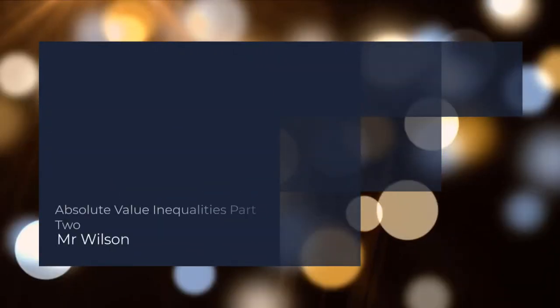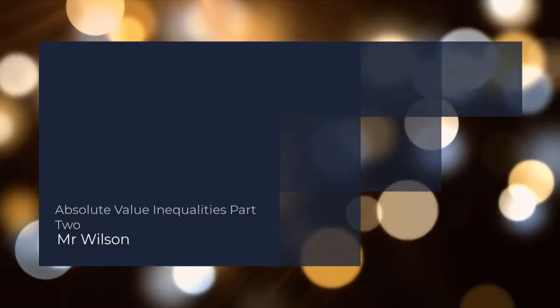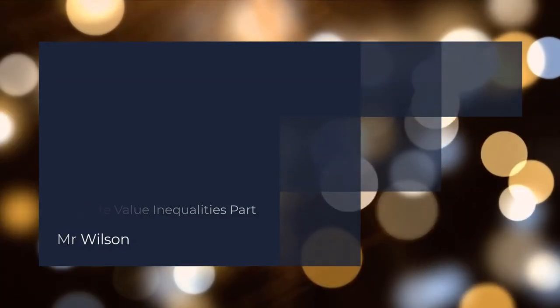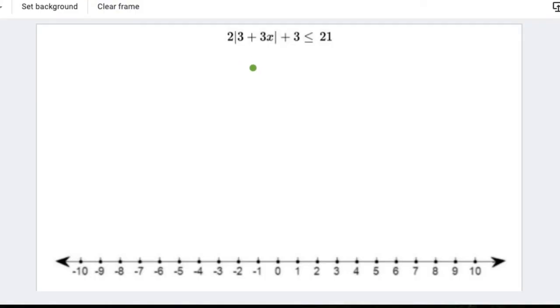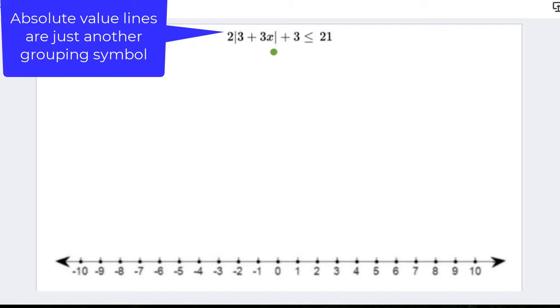Hey mathematicians, so today we're going to move on to level 2 of solving absolute value inequalities. You can see this one already looks a lot more complicated. The thing we need to remember is that absolute value lines are just another type of grouping symbol. So you just need to think of them like parentheses. We're just going to pretend these are parentheses and solve this thing exactly the way we solved it before.